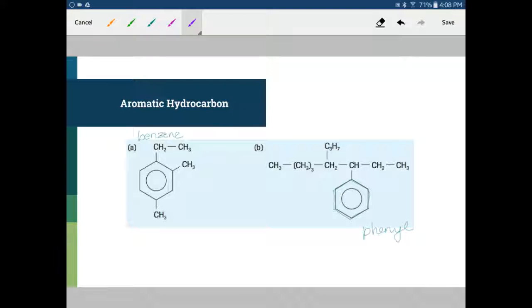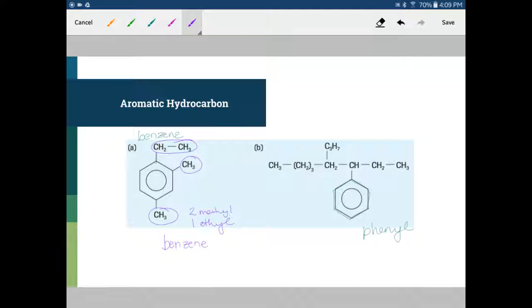In our first example, example letter A, we see that benzene is our parent chain. As always, I'm going to write down benzene, and the ene represents our double bonds in this molecule. I'm going to write that down first. Now, what I see here is that I have 3 branches. I have 2 methyl branches, and I have 1 ethyl.